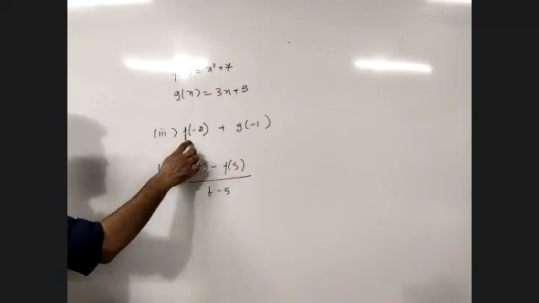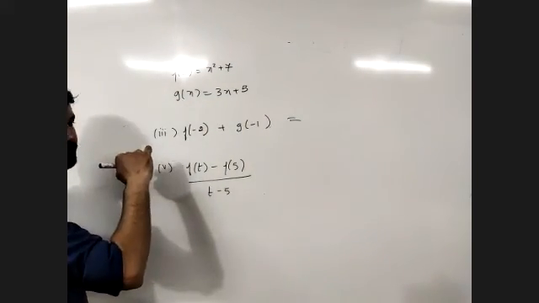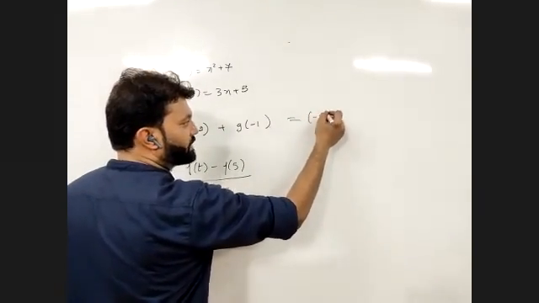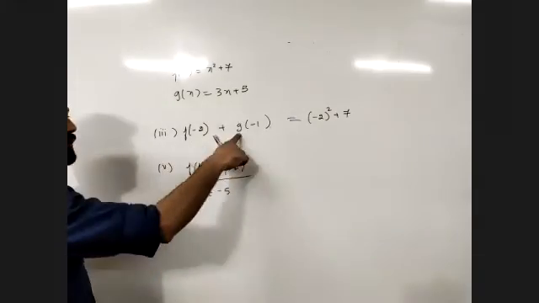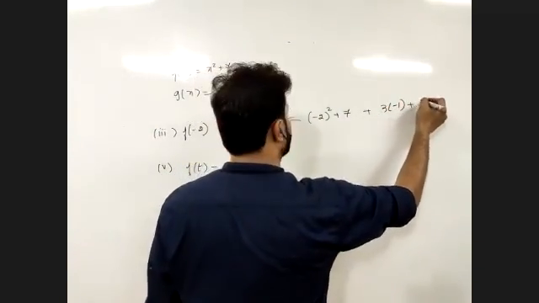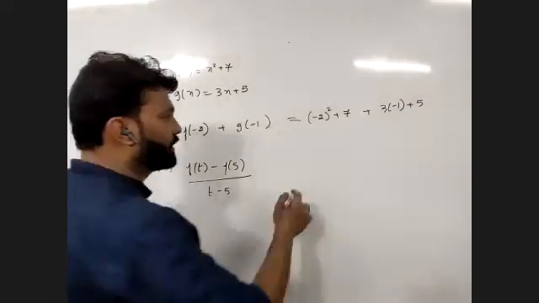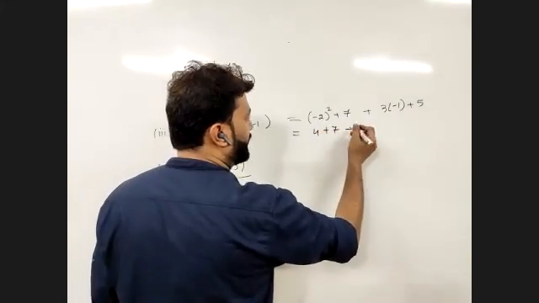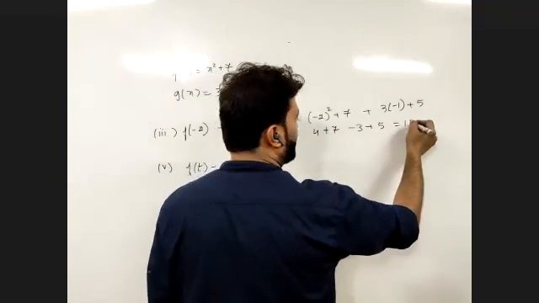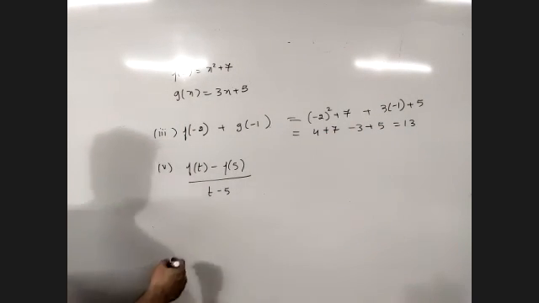So when we find f of -2, shall we use the definition of g or of f? F. So internally it is -2. So what shall I write? (-2) whole square plus 7. For g of -1, it will be 3 into -1 plus 5. Any problem in this? We're just using the definition of the function. So this will be 4 plus 7, and this is -3 plus 5. So this will be 11, and this is 2, which makes 13. Right? The next is (f(t) minus f(5)) upon t minus 5.